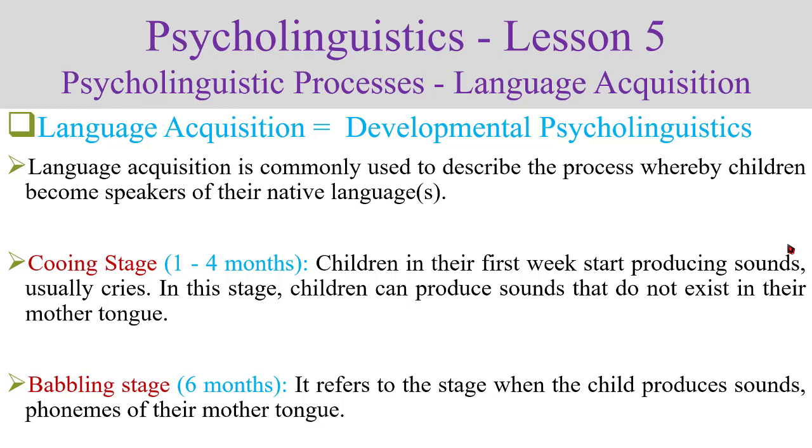The second stage is the babbling stage, which is approximately at 6 months. It refers to the stage when the child produces phonemes of sounds and phonemes of their mother tongue. So at this stage, children select only the phonemes and sounds that are in their first language repertoire.